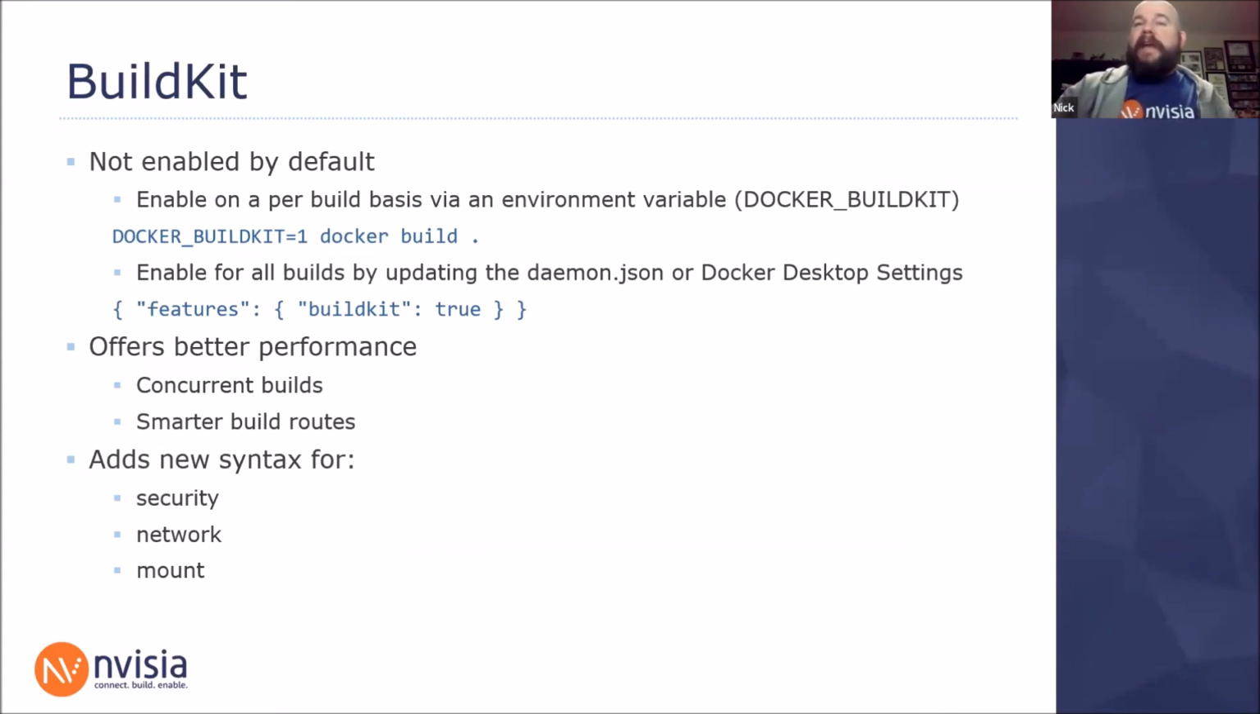Buildkit is not enabled by default, but it is a better version of Docker build. You can enable it via an environment variable per build by setting this DOCKER_BUILDKIT equals 1 before you kick off your build. Otherwise, you can do it across all of your builds by setting it globally, either in your daemon.json or your Docker Desktop settings. And that's where you just enable buildkit to be true.